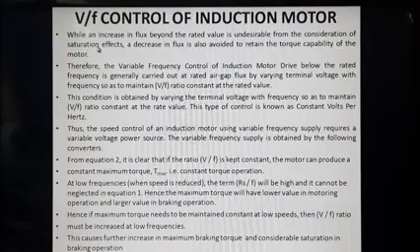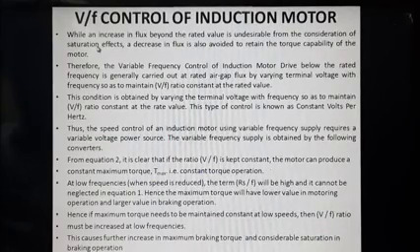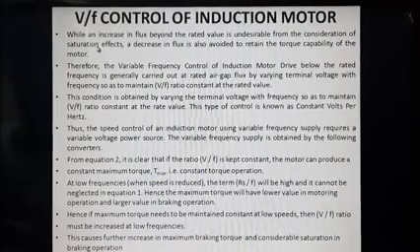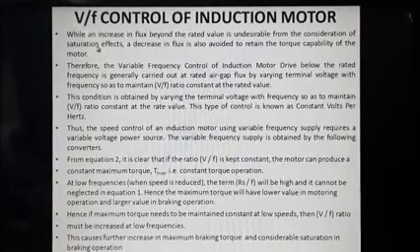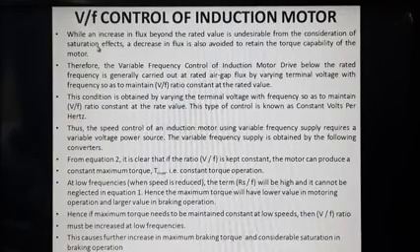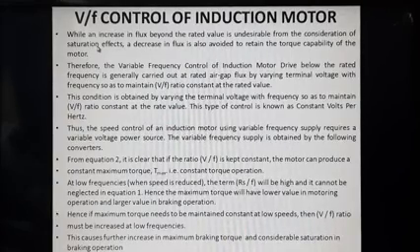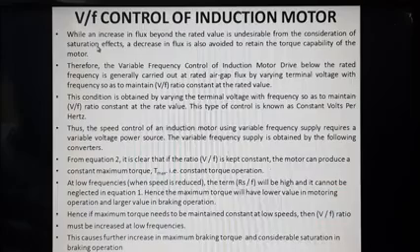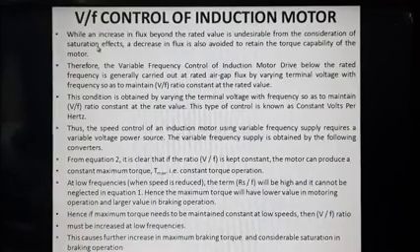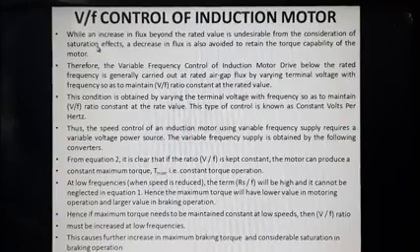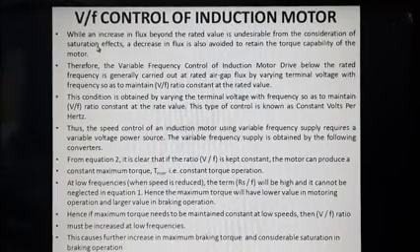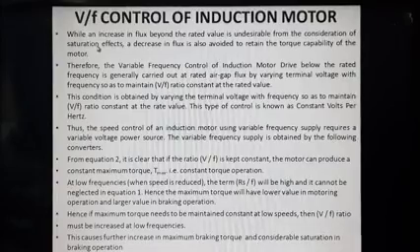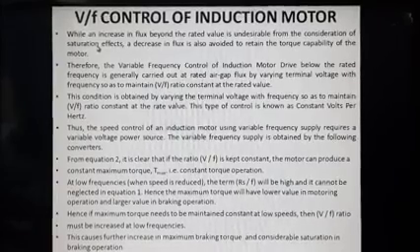Whenever we wish to reduce the speed below the rated speed by reducing the value of frequency, as you are very familiar with the relation N = Ns(1 - s), where Ns = 120f/P. When you are reducing the value of frequency, definitely the value of speed N also gets reduced. So if you are trying to reduce the speed below the rated speed by varying the frequency below the rated frequency, it is generally carried out by keeping the V by F ratio constant.